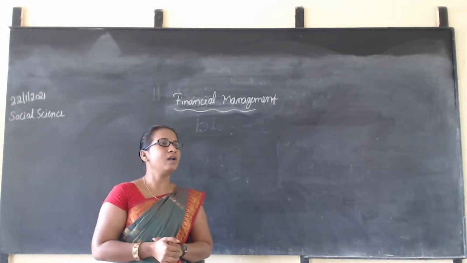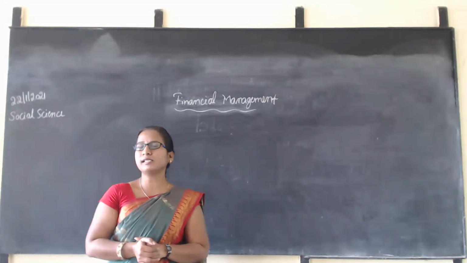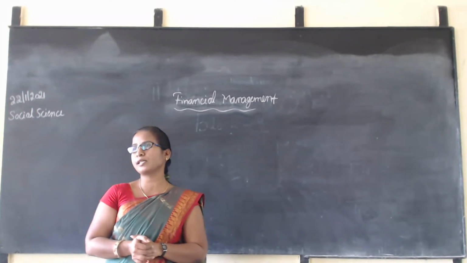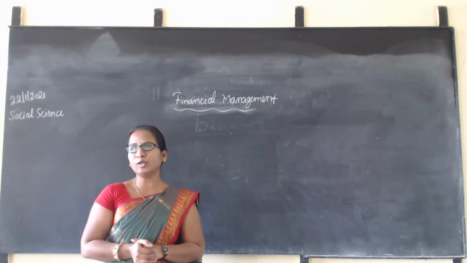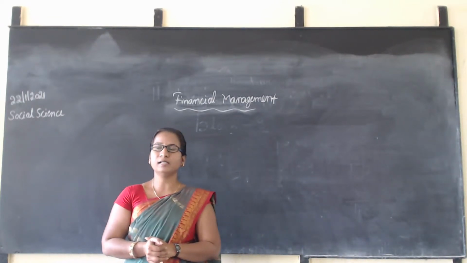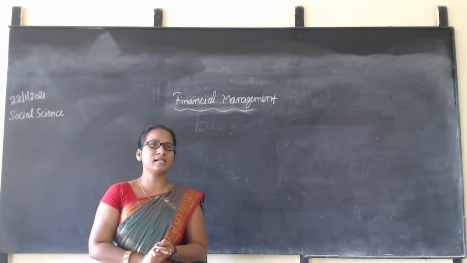And the other one is long-term finance. Long-term finance means they require the money for fixed assets. Fixed assets means, for example, land. For example, if they want to purchase any kind of machines to be used for a long period, that is called long-term finance. So here we have two types of finance in a business concern.